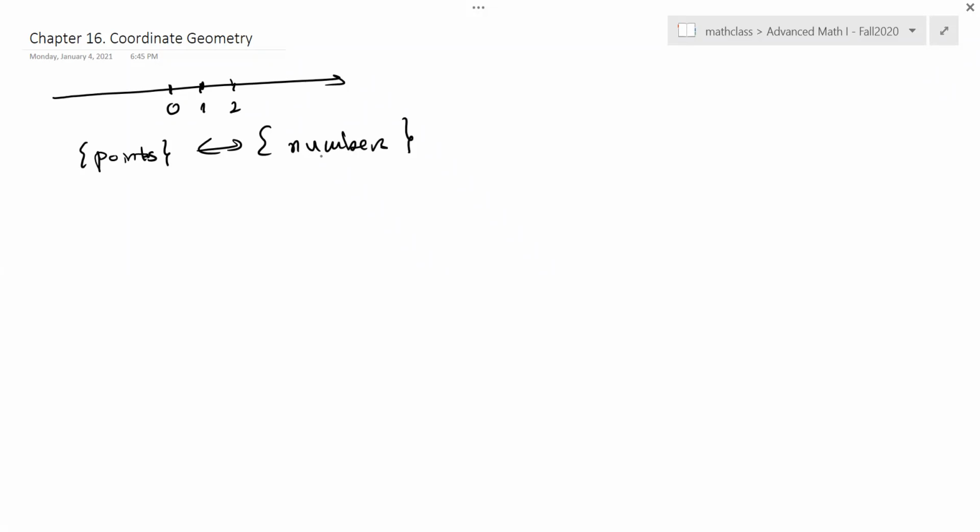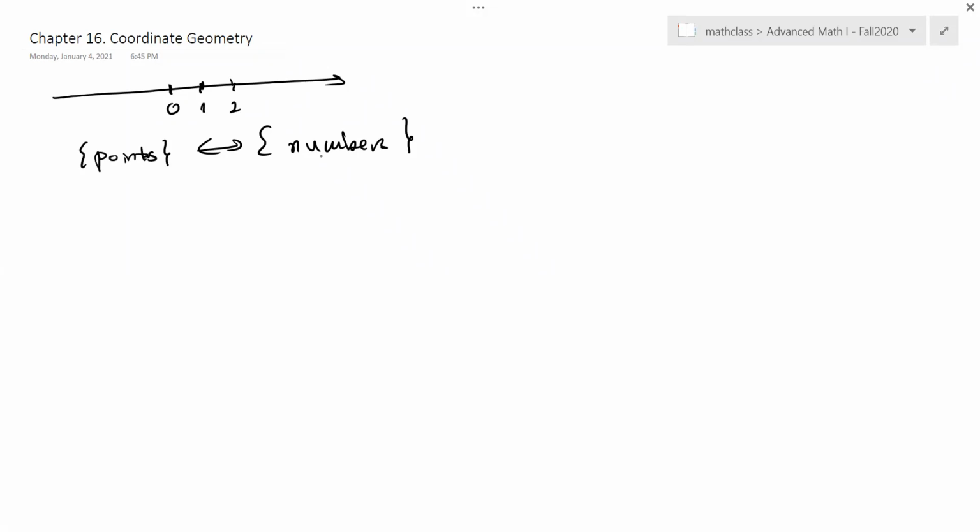So a coordinate line is just a line with units, okay? Once you choose a point called the origin, and then another point, you mark this as a distance of 1 between those two points. Then every point on the line corresponds to a number. So there is a correspondence between the points and the numbers. Those numbers are called the coordinate of the point.